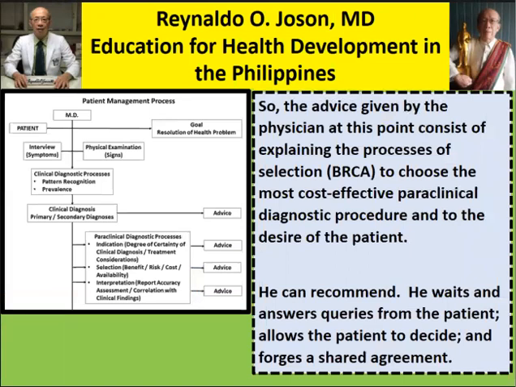So the advice given by the physician at this point consists of explaining the processes of selection, the BRCA, to choose the most cost-effective paraclinical diagnostic procedure and to the desire of the patient. He can recommend, he waits and answers queries from the patient, allows the patient to decide, and forges a shared agreement.